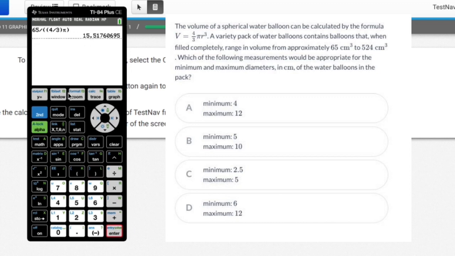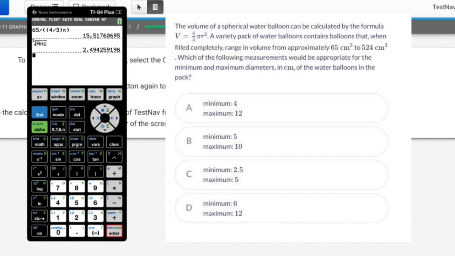I need to take the cube root of that, and I take the cube root by hitting Math 4, which is the cube root button. I don't feel like typing that number in, so I'm going to hit second, negative symbol, and the cube root of that gets me 2.5 basically. Now my radius is 2.5-ish.